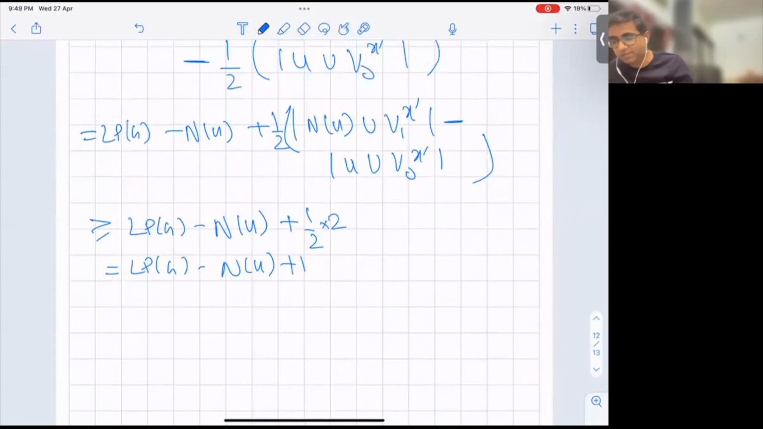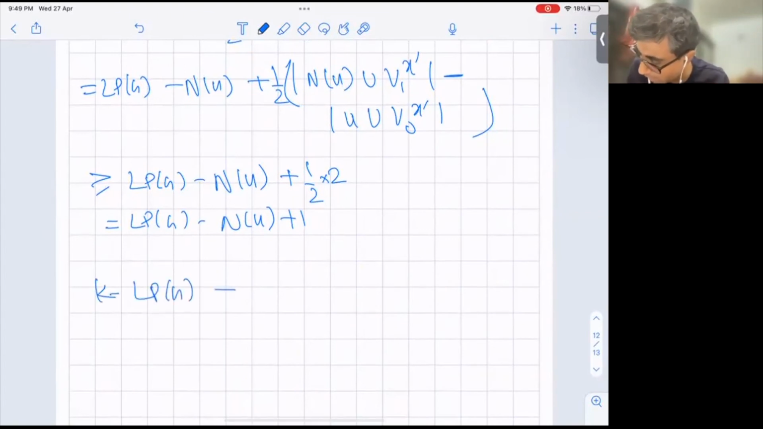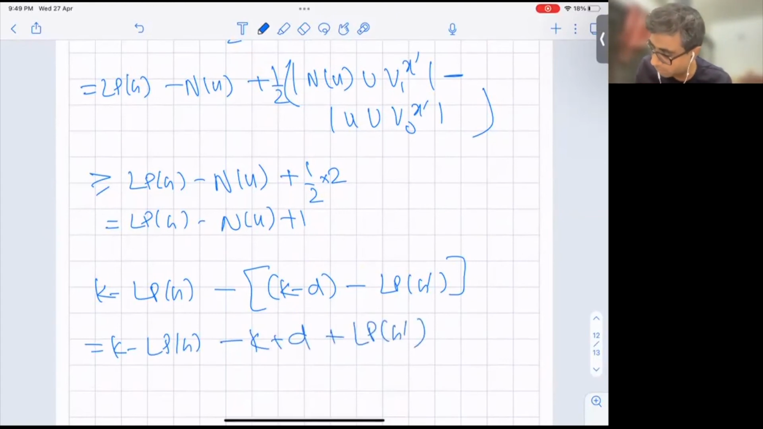LP of G is at least this much. Now you can do whatever we were doing before. What is this? K minus LP of G minus D minus LP of G prime, right? So this is K minus LP of G minus K plus D plus LP of G prime. So K gets cancelled, and D is nothing but N of U.